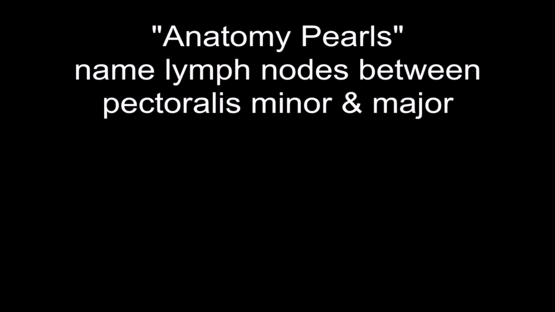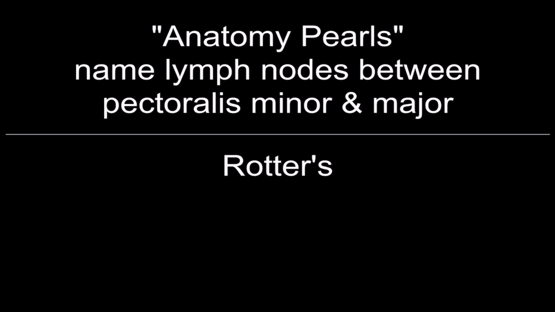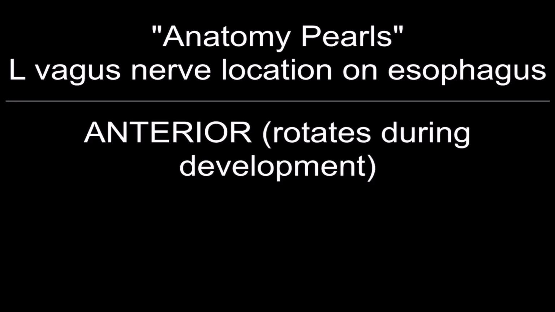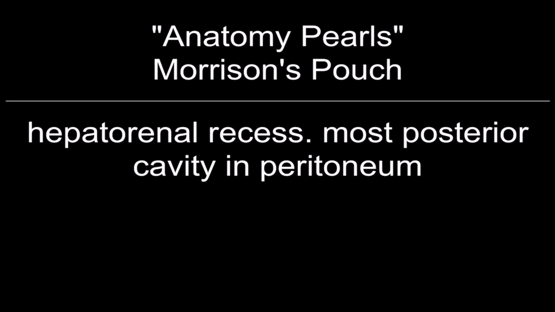Name the lymph nodes between the pectoralis minor and major. Rotter's. Left vagus nerve location on the esophagus. Anterior, and this rotates during development. Morrison's pouch. Hepatorenal recess, most posterior cavity in the peritoneum.